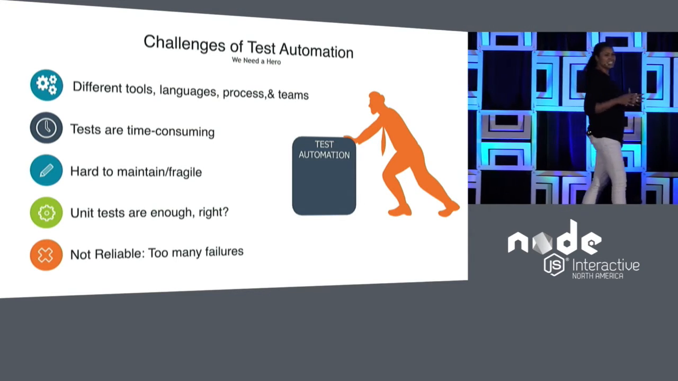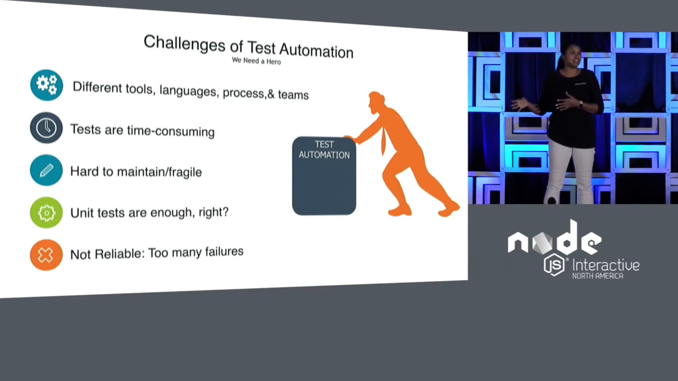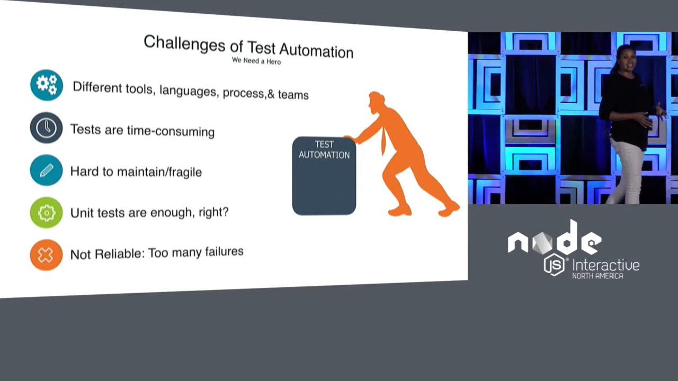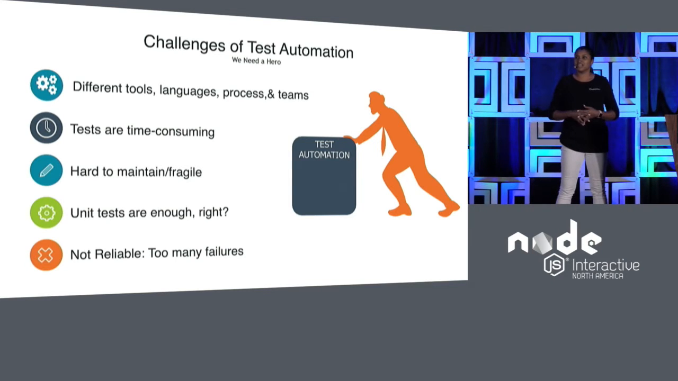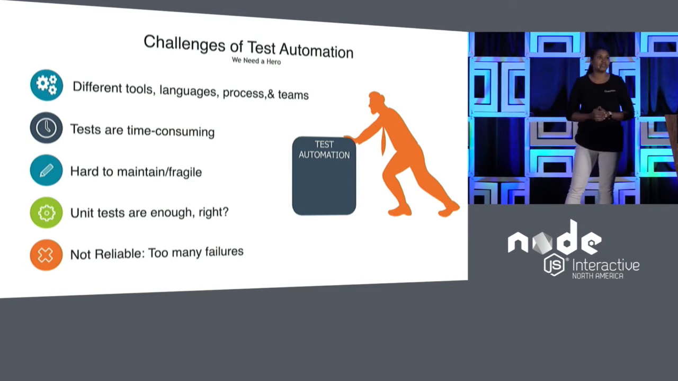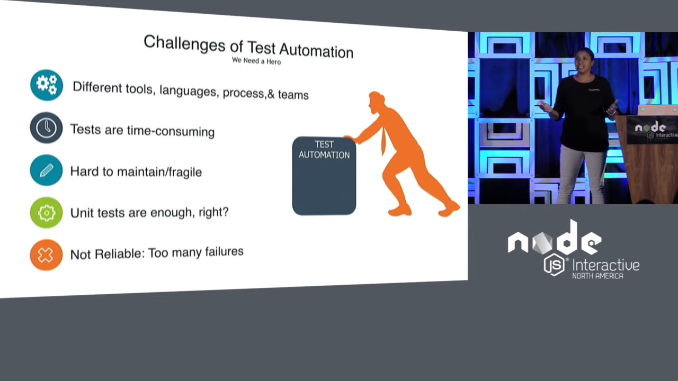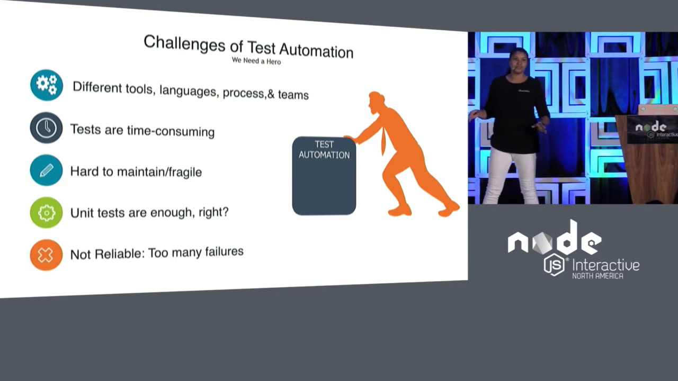Doing test automation can be challenging because some of the teams, the QA developers or the automation developers, use one technology, the application developers use another. The tests are time consuming. Many times you hear people say, oh, I don't have time to write all of those tests. We're already up against a deadline. Or they're hard to maintain and they're very fragile. We make one change to the UI and they're all broken.